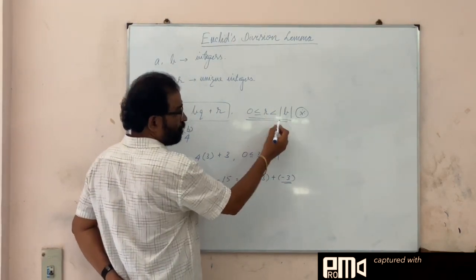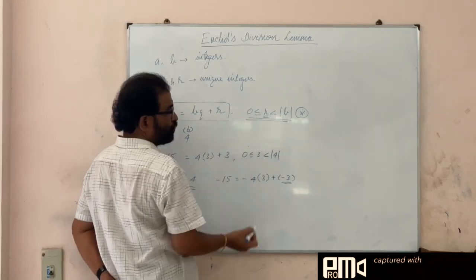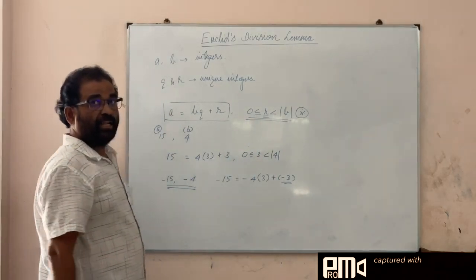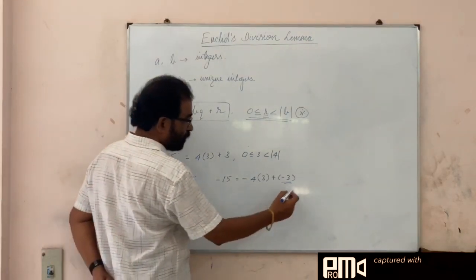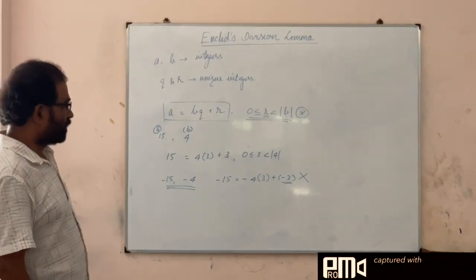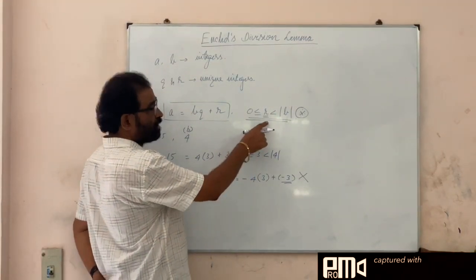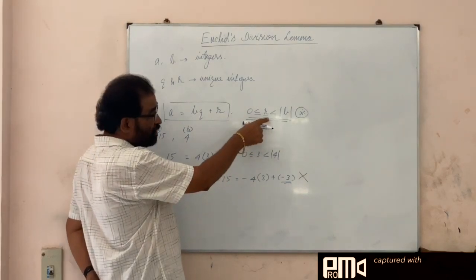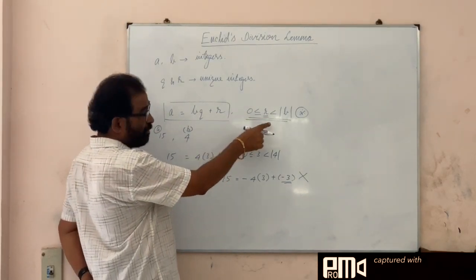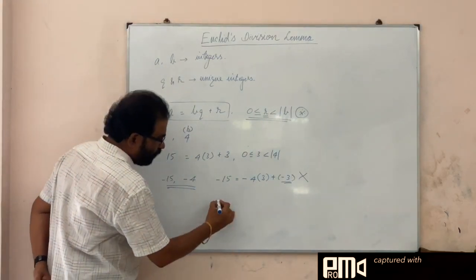But we said that this remainder is always greater than or equal to 0, and this minus 3 is less than 0. So you cannot write it this way. This is wrong, because it contradicts the condition 0 less than or equal to R. The remainder must be greater than or equal to 0. So how do we write it?